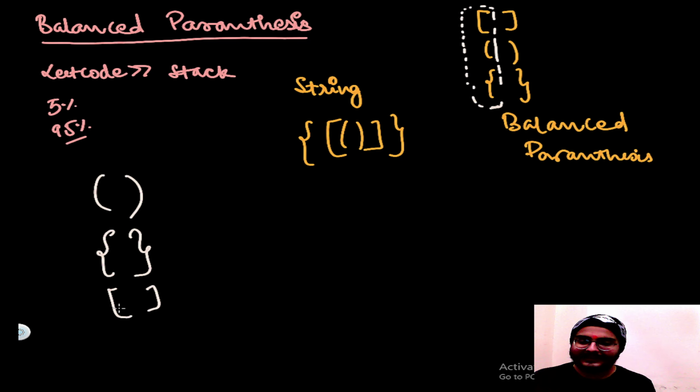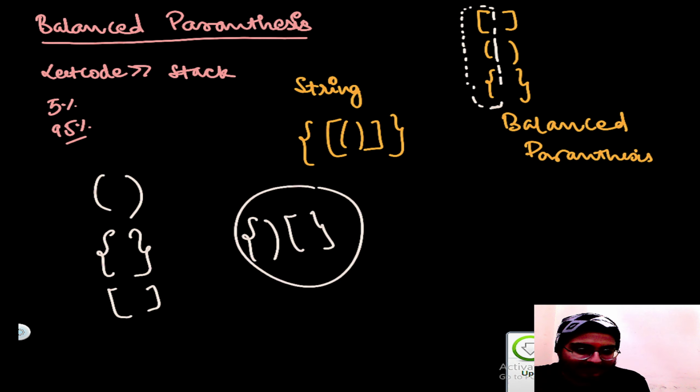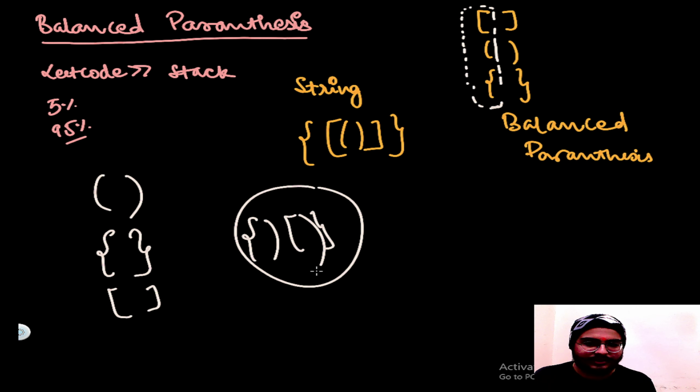One trick is very simple, you can just keep a count of how many opening and closing brackets there are, but that will create an issue. Why? Because it can happen like this, it can happen like this. Now this is not a balanced situation, but here you will see that the number of opening and the number of closing are equal, but this is not that kind of situation. So we will see how we can use stacks to solve this particular problem.